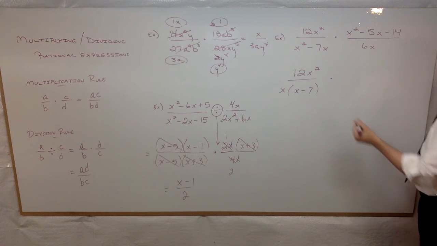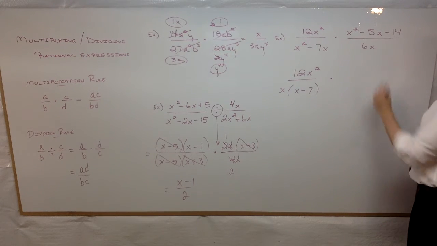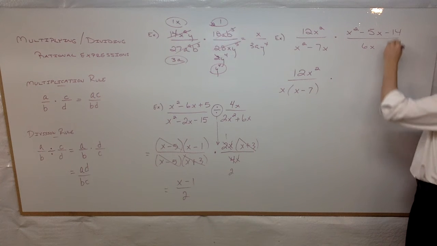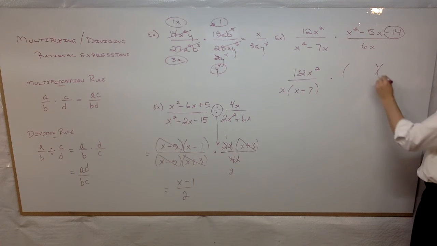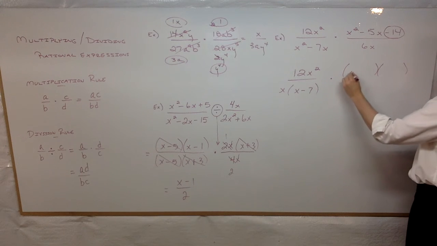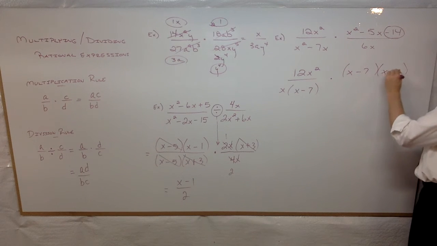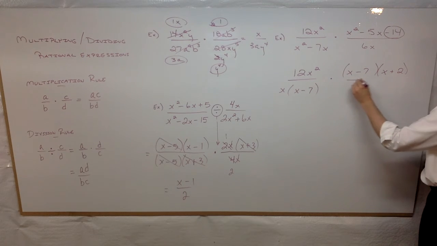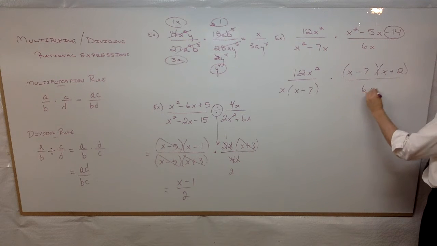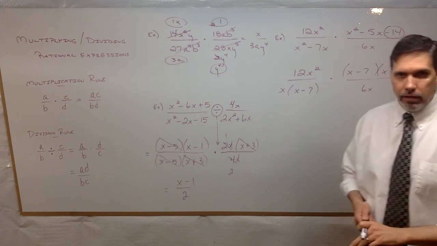Again, it's multiplication, so I'm not taking reciprocals here. I will factor x squared minus 5x minus 14. What multiplies to be negative 14 and adds to be negative 5? That would be a minus 7 and a positive 2. That would do the trick. And 6x, well, that's a monomial, there's no factoring involved there.